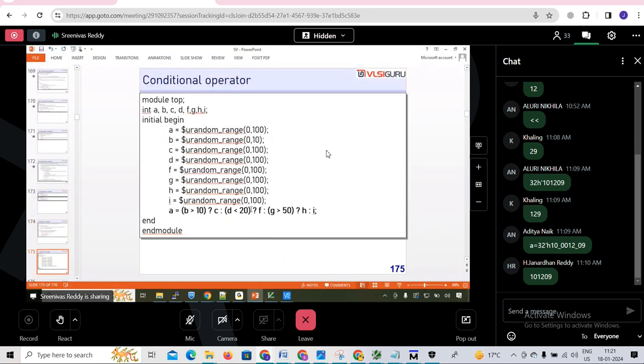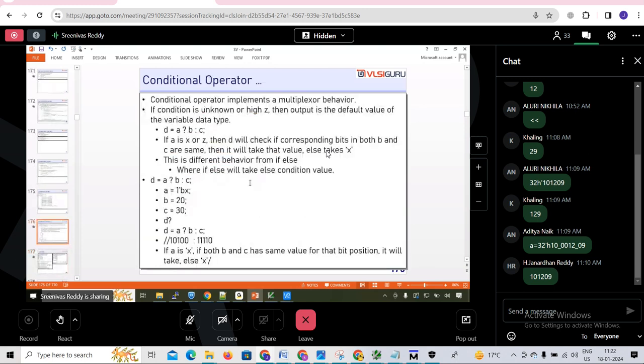I think we have done the same example in Verilog. This question, the same thing we have done in Verilog. I'm not going to explain it. Please read through this once. Okay. Next, a little more deep into the conditional operator. The conditional operator implements a multiplexer behavior. What does it implement? A multiplexer behavior.